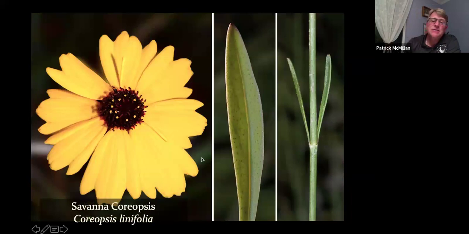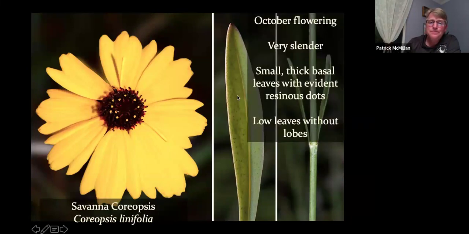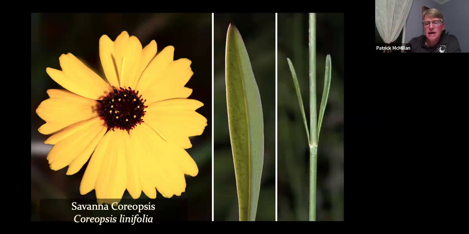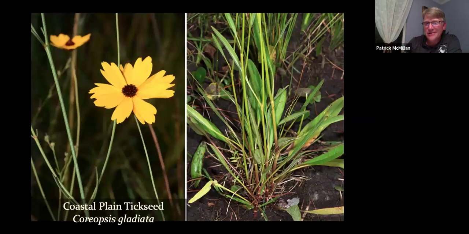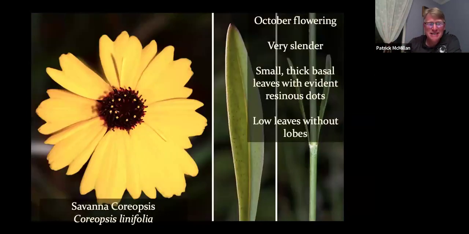Savannah Coreopsis also flowers in October, and has been confused even by botanists that have written floras and lumped with gladiata. But instead of gladiata, this plant has much smaller, very thick, leathery leaves, and you can see the black dots. Those are resin dots in the leaves that very quickly allow you to tell the difference between the delicate Savannah Coreopsis and the big honking Coreopsis gladiata, the coastal plain tickseed.